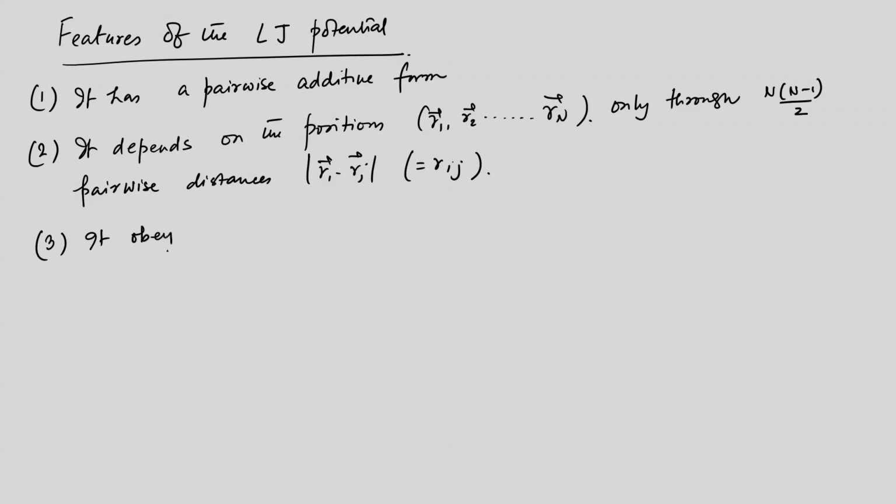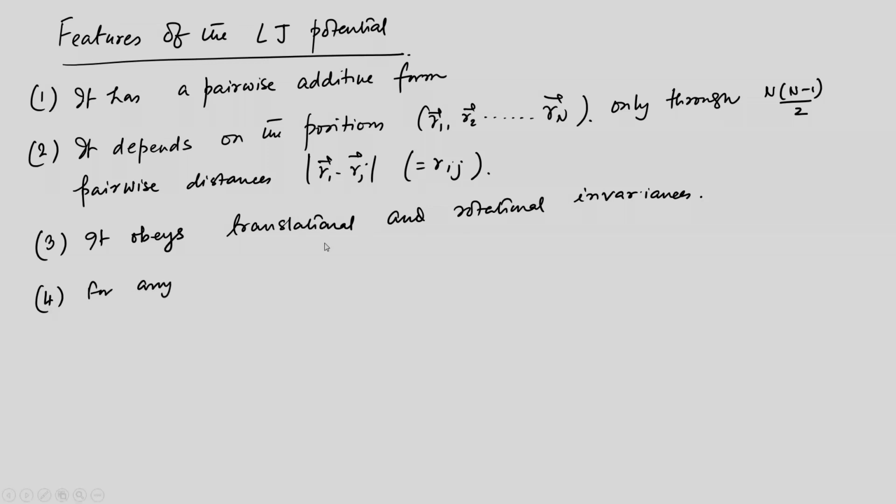It obeys translational and rotational invariances. For any pair of particles, why translational? Because it is R_i minus R_j, and because it is a magnitude, it is rotationally invariant. So, even if you rotate the system, it does not matter, because it is just the magnitude of the distance. So, there is no angle involved, etc.